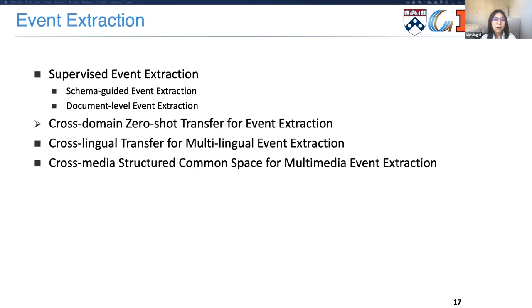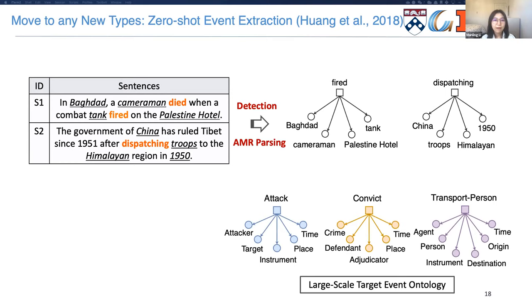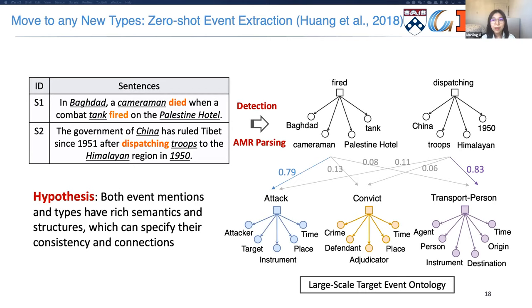Okay, now with the success of supervised models for one domain, how can we transfer this knowledge to extract the events in a new domain, which has completely new event types? If we perform AMR parsing on the input sentence, we can see that a trigger and its event type label usually have some shared meaning, and their structures can be similar. As a result, we model event extraction as a generic grounding problem by mapping each mention to its semantically closest event type. For example, the trigger fire can be grounded to attack, and the dispatching here can be grounded to transport person.